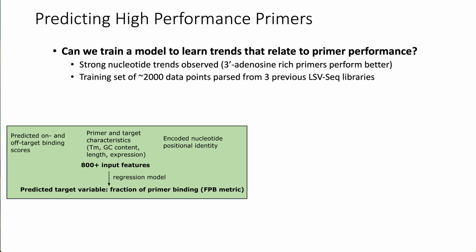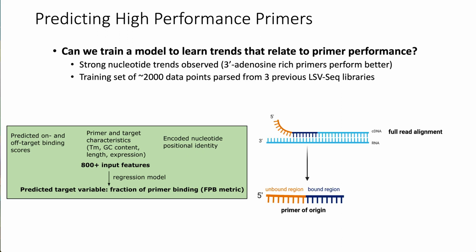The features we fed into our model include predicted on and off target binding scores based on transcriptomic alignments, primer and target characteristics like melting temperature or length, as well as encoded nucleotide positional identities. The target variable we are predicting is a metric we are terming the fraction primer binding, or FPB.